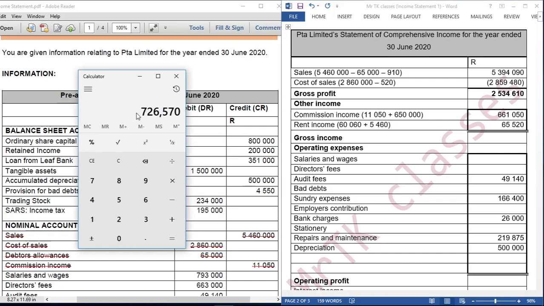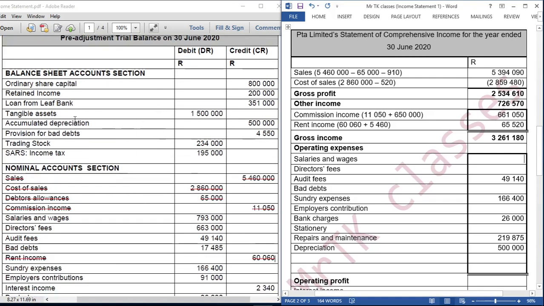All right, so let us add with 661,050 to get our total of other income, which will be 726,510.70. Right, so we add this because this is gross profit and this is income, so we should add. We are going to add our gross profit, 2,534,610. So we are going to get our gross income of 3,261,180. All right, so we move on to our operating expenses.